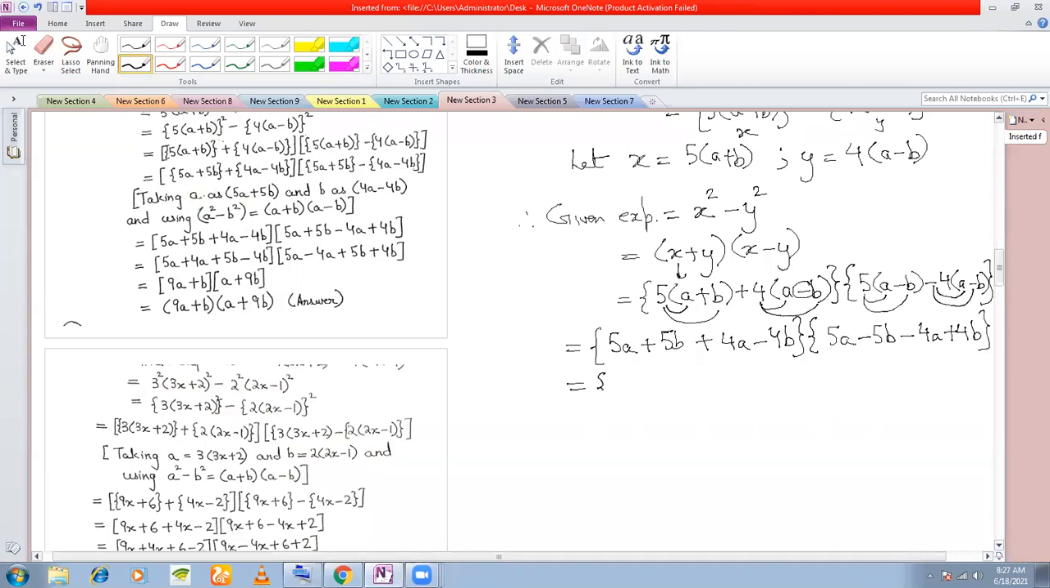Now you simplify within the curly brackets. You have 5a here and you have 4a here. So this becomes 5 plus 4, 9a. You have 5b here minus 4b here. 5 minus 4 becomes simply 1. So this is plus b. And here, what are the like terms? 5 minus 4 will give you 1, which is simply a. And minus 5 plus 4 will give you a minus 1. So this is a minus b. So what are the factors? 9a plus b into a minus b. These two are the factors. Okay.